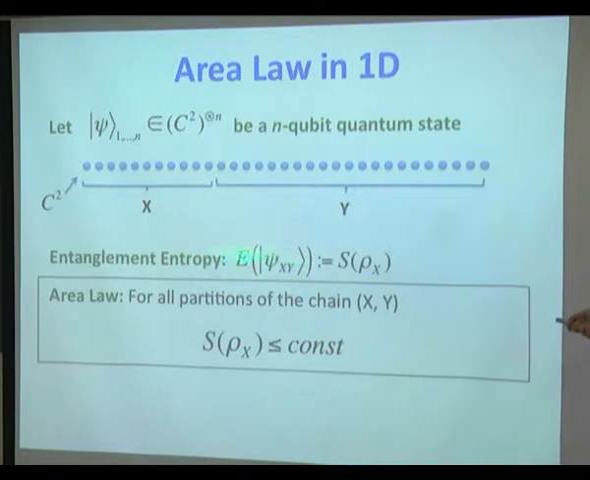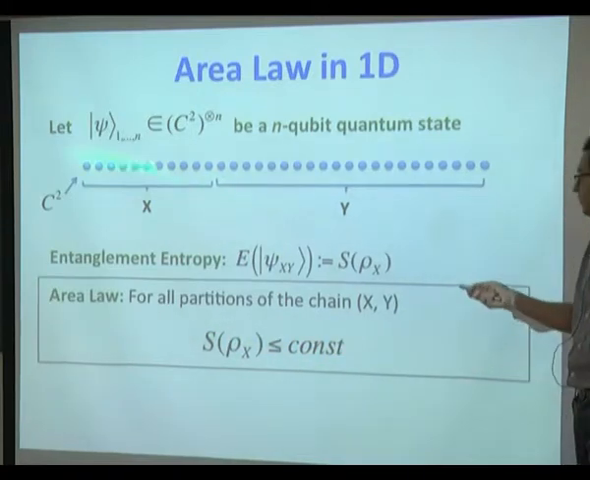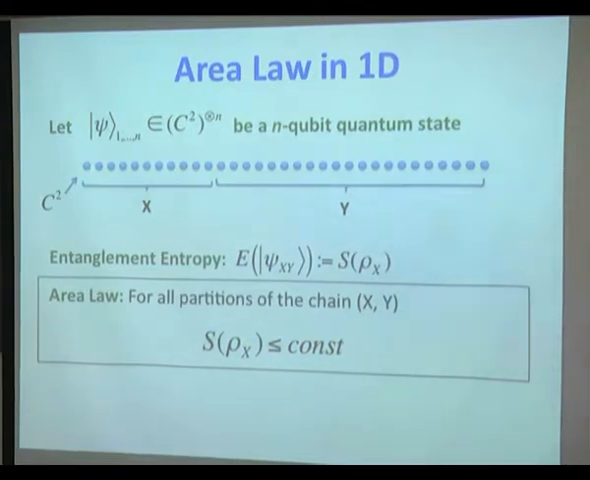And we can look, for example, at entanglement entropy, which is just the von Neumann entropy of X, or we could use S max as we did previously. And then we say area law holds true if for every partition, doesn't matter what the size of X is, the amount of entanglement is always upper bounded by a constant, right? Independent of the size of X, okay? So this is one concept that we saw.